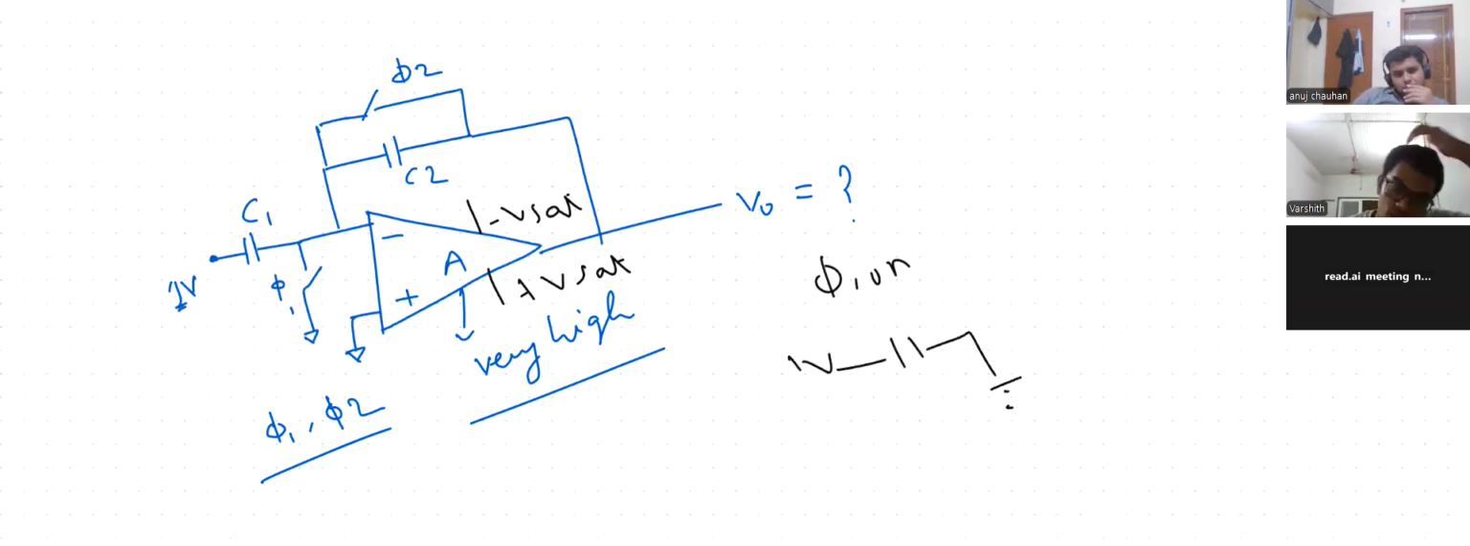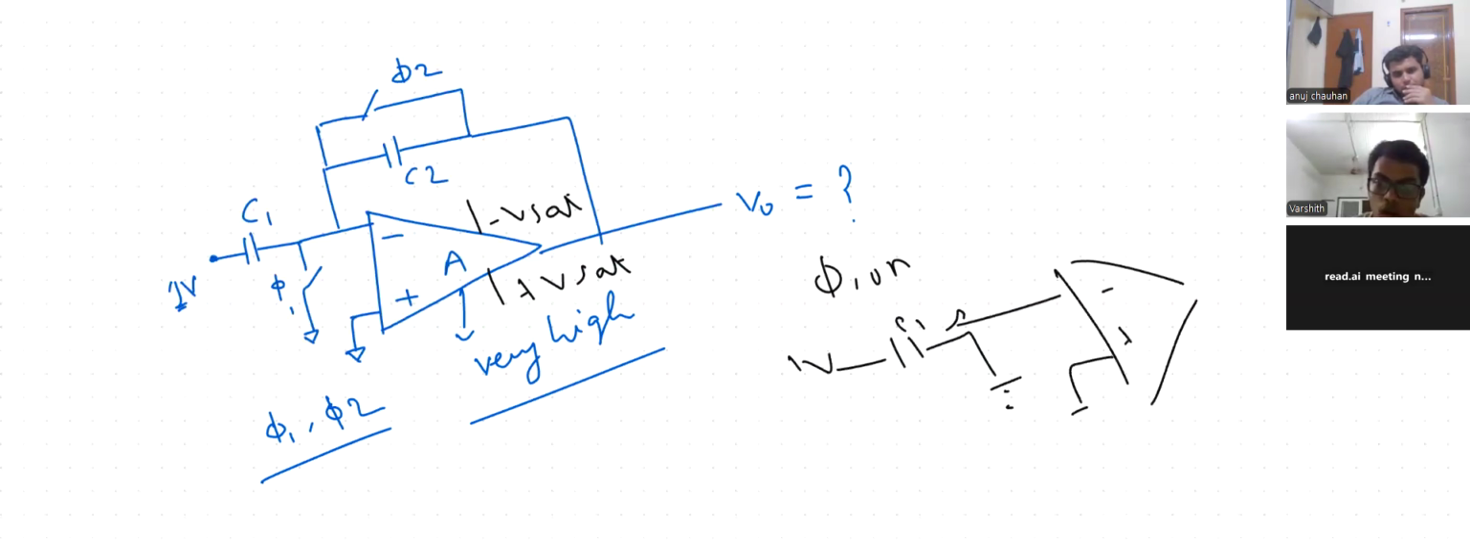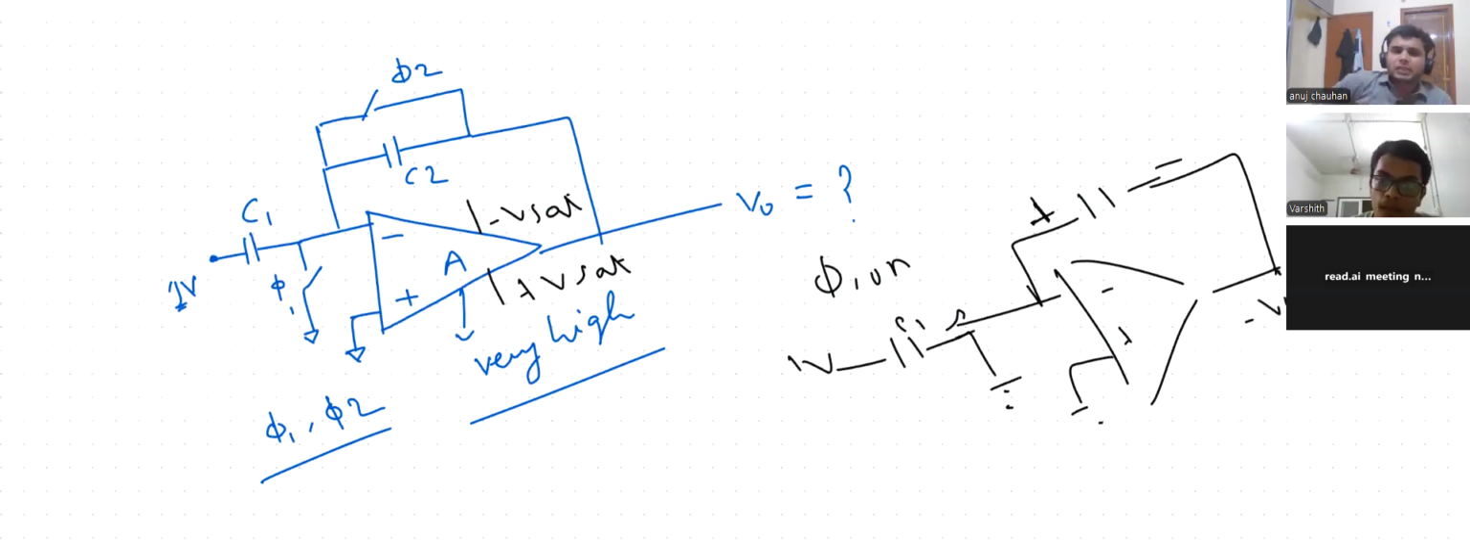When phi 1 is on, C1 will be charged to 1 volt, sir. When it's charged to 1 volt, output would be minus V set. No, C1 is charged to 1 volt. Then why is it minus, you said? It's applied at the negative terminal of the op-amp, sir. But the negative terminal is at zero now. Sorry, sir, 0 volts.